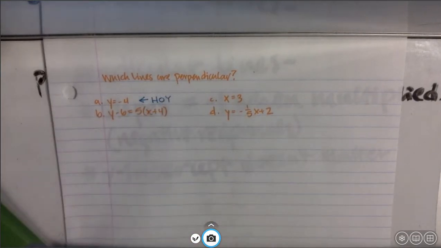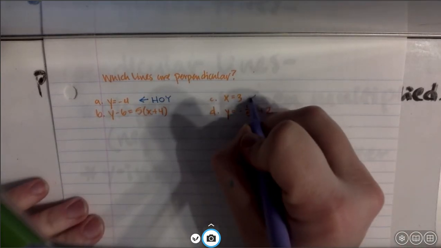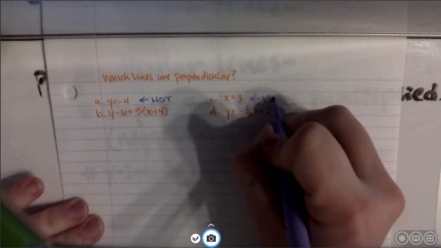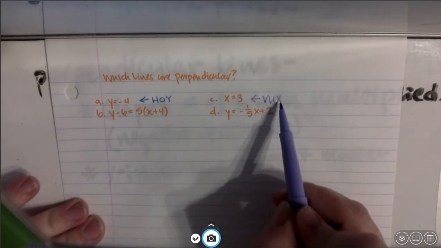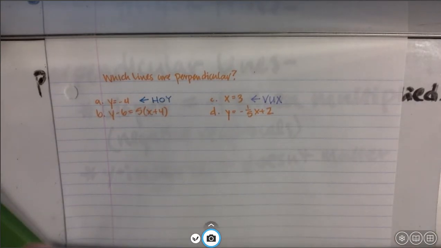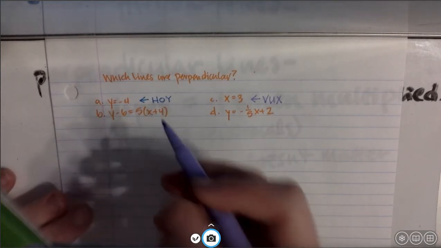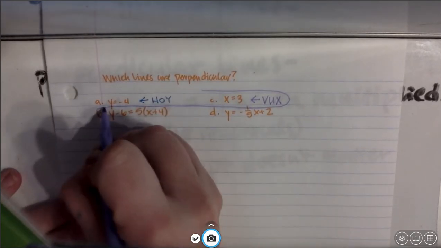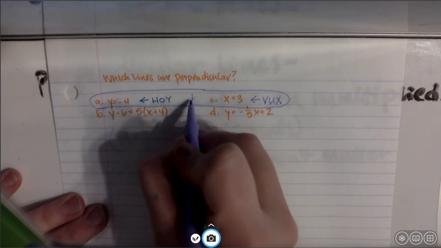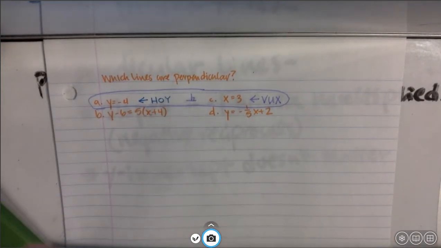Hoi line, so it's a horizontal line with 0 slope, and it goes through the y-axis. This line over here is a Vux line. It's a vertical line that has an undefined slope and goes through the x-axis. So looking at those two, if I have a horizontal and a vertical line, they are perpendicular. They meet at a 90-degree angle. So we can say these two lines are perpendicular. They meet at a right angle.